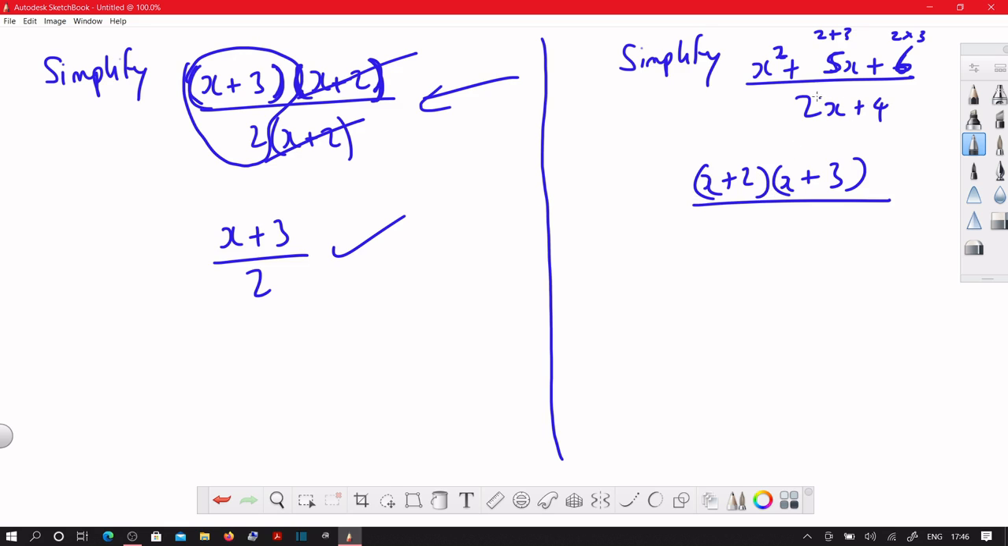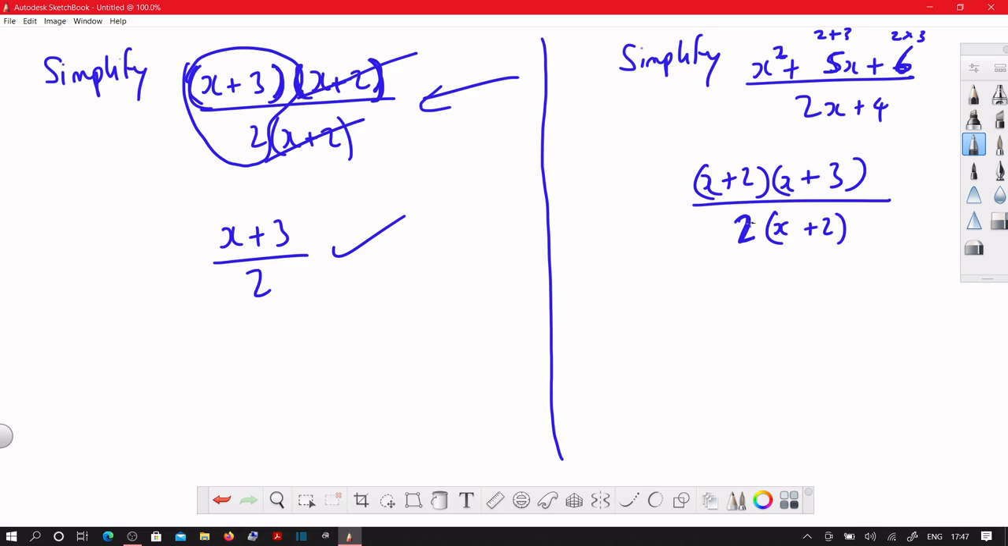Right, the bottom one is not a double bracket, it's single bracket factorization. We know that we need single bracket. We know 2 goes into both 2 and 4. All right, so we factor out the 2. Now 2 times something to give me 2x. So obviously x. 2 times x gives me 2x, and then 2 times something to give me 4.